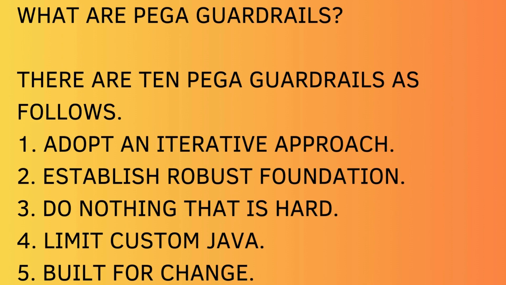What are Pega guardrails? There are 10 Pega guardrails as follows. 1. Adopt an iterative approach. 2. Establish a robust foundation. 3. Do nothing that is hard. 4. Limit custom Java. 5. Build for change.